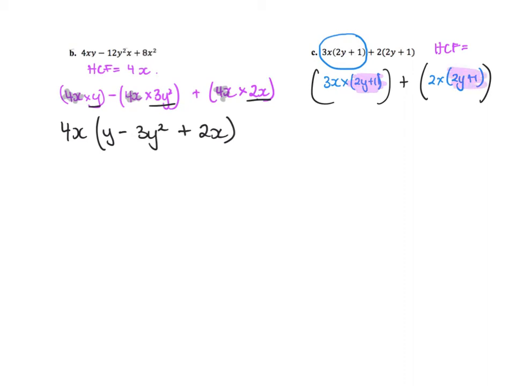So what we're going to do when we have one of these is we take that out the front. So I'm going to put that, and it's a little bracket, doesn't matter. That's out the front of my bracket, and then I put whatever's left, which is 3x plus 2. And that's how I factorize one like that.